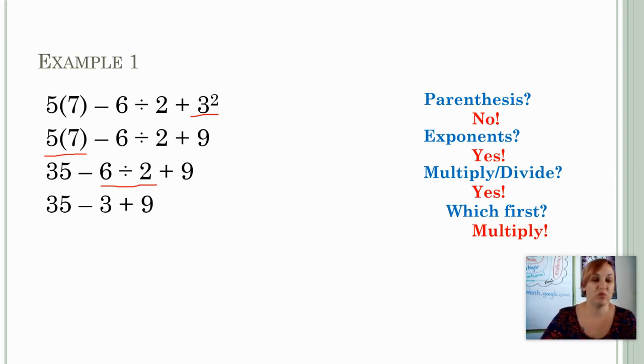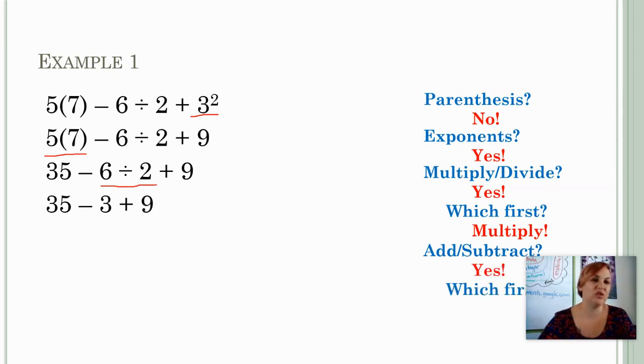I've now finished my multiplying and dividing. I'm ready to do my adding and subtracting. And again, we need to ask ourselves, which one should we do first? And it's all about which one is written first in the problem. So going to the beginning of the question, the first math symbol I see is this minus sign. So in this scenario, I'm actually going to do my subtracting first, because that's what occurs first.